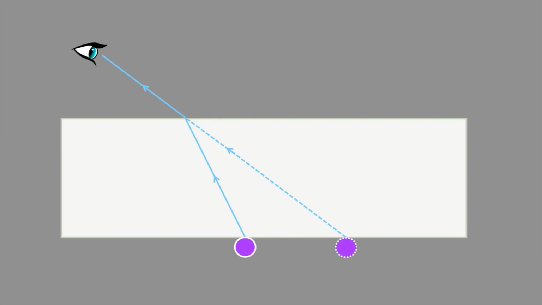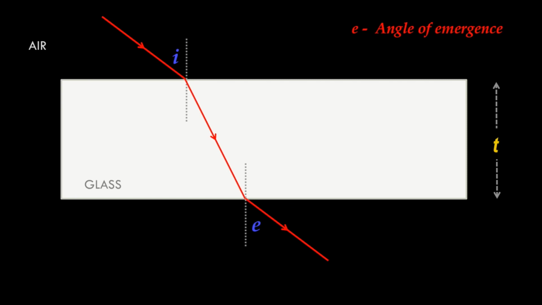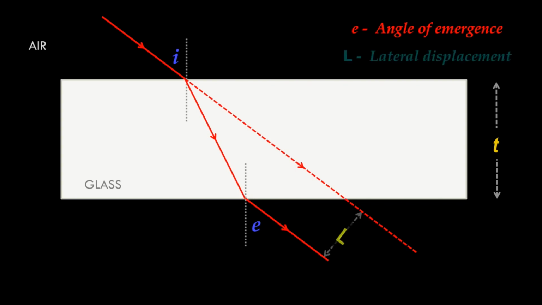To understand lateral displacement in some more detail, let us consider the behavior of light through a glass slab whose thickness is T. A ray of light incident on the upper surface of the glass slab travels through the glass slab and emerges out of its lower surface, with the angle of emergence, E. The projected incident ray is then parallel to the emergent ray. The perpendicular distance between the projected incident ray and the emergent ray is called lateral displacement, L.